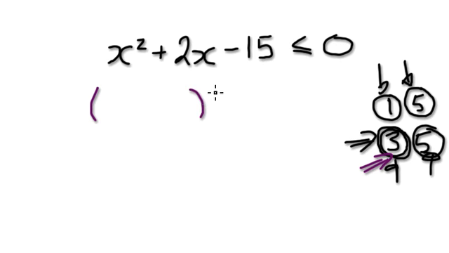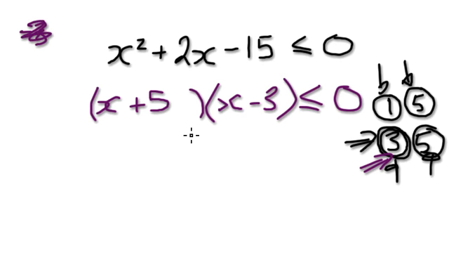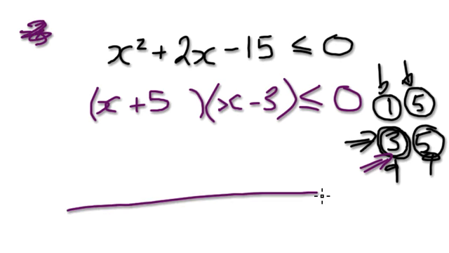So let's just do this here. Less than or equal to 0. I know I'm going to need a 3 and a 5, so let's stick this in here. Because I need to create a positive 2, it's got to be a positive 5 and a negative 3. It's got to be this way around because I need to create a positive 2. And then from this you can draw your graph.